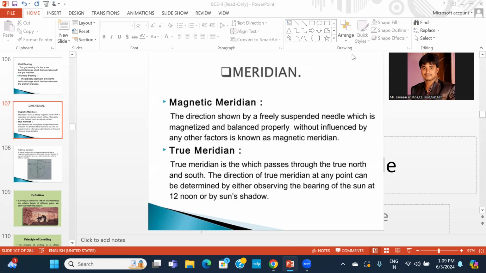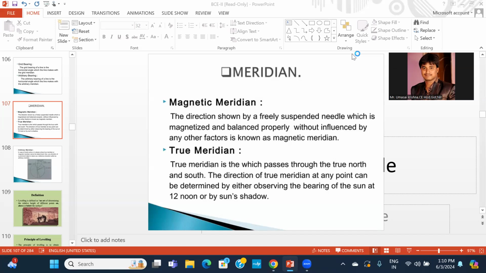Today's topic is the different types of meridians and bearings in survey. While coming to the meridians, we have four types of meridians: magnetic meridian, true meridian, arbitrary meridian, and grid meridian. So we will see what is meant by magnetic meridian.